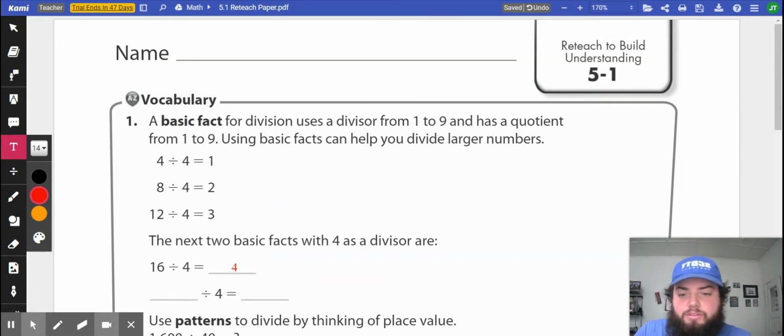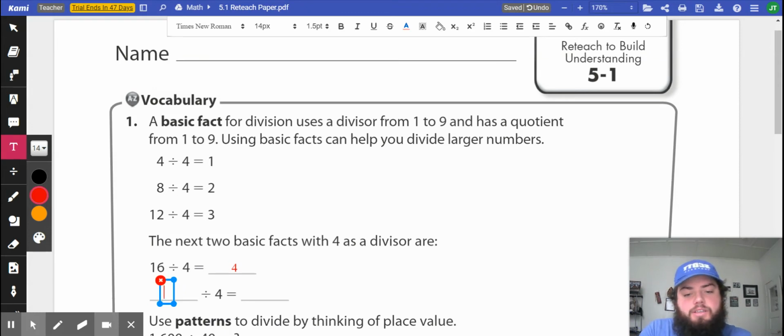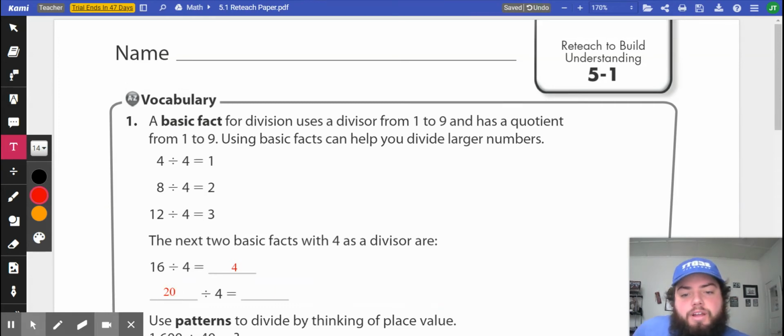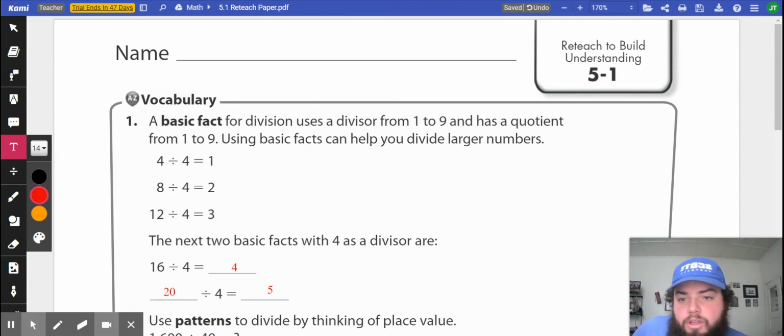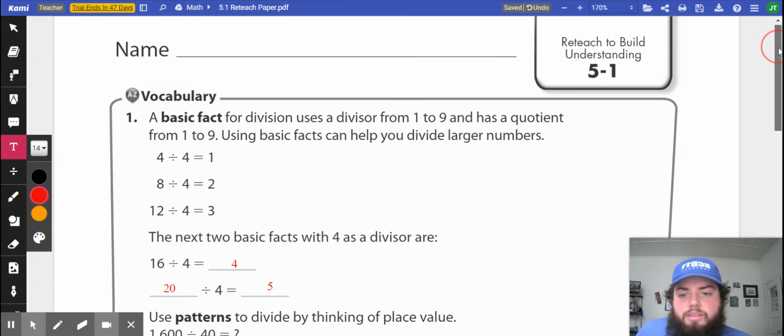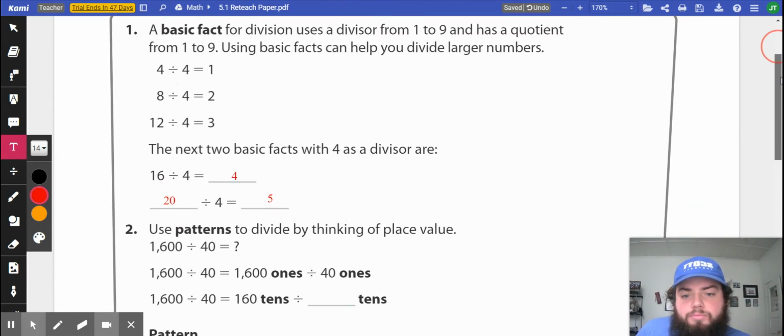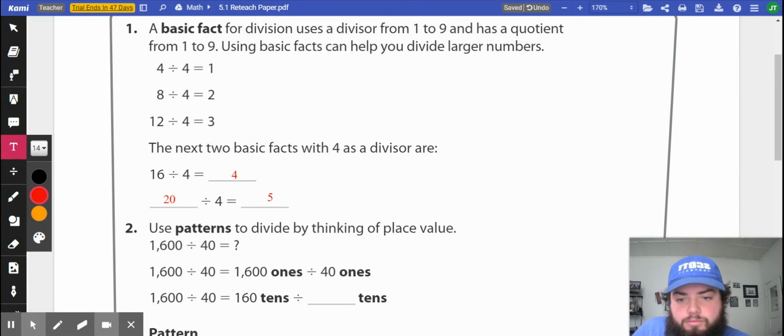Well, we had 4, 8, 12, 16. Our next multiple of 4 is 20, and 20 divided by 4 is 5. So you can see a pattern here. 4 divided by 4 equals 1. 8 divided by 4 equals 2. So we're going up 1, 2, 3, 4, 5 in our quotients. And that's going to help us when we use that pattern to divide our bigger numbers here. So for example, 1,600 divided by 40.